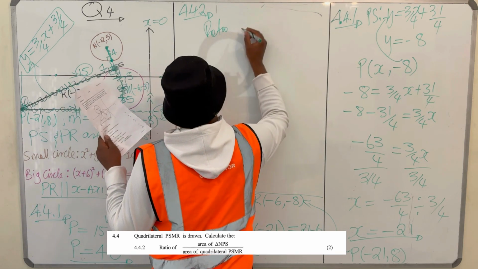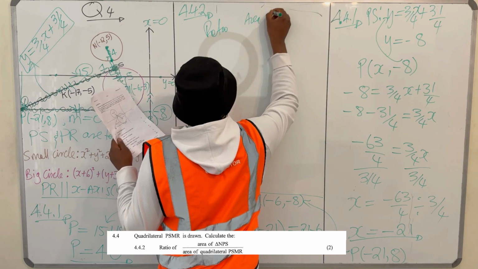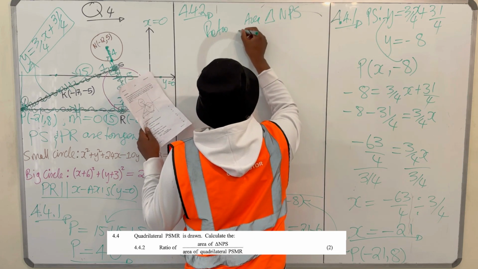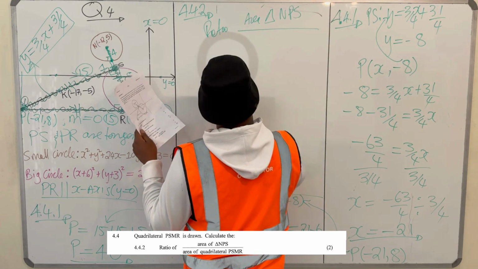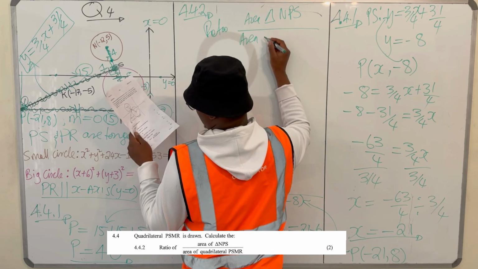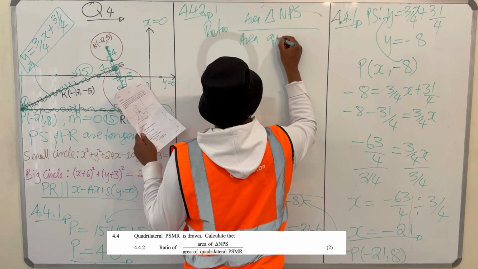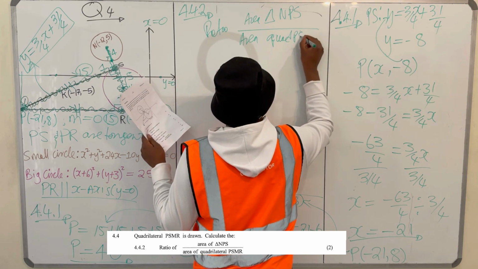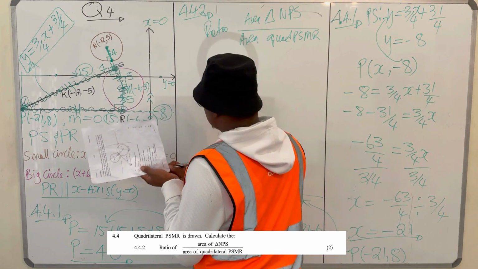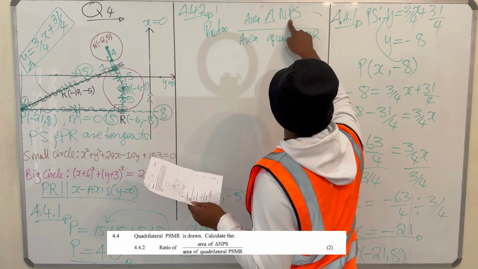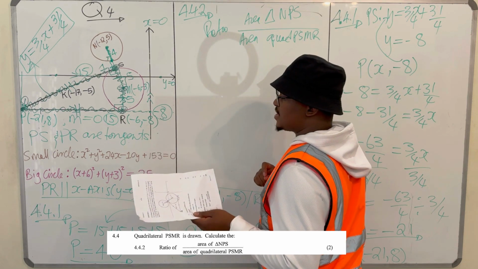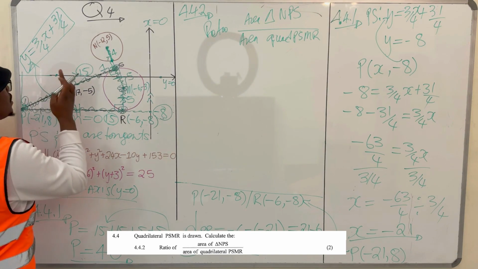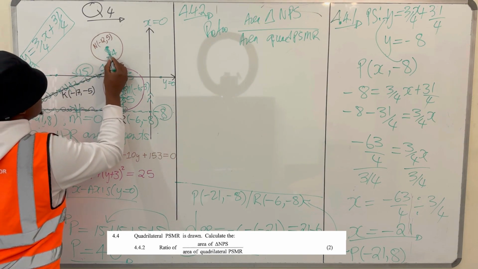So they want the ratio of what? Of the area of your triangle NPS all over the area of quad PSMR. So they want us to divide the area of this triangle by the area of the quadrilateral. So here is this triangle here. You can see this triangle here.